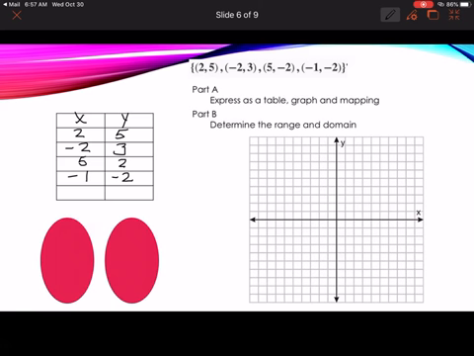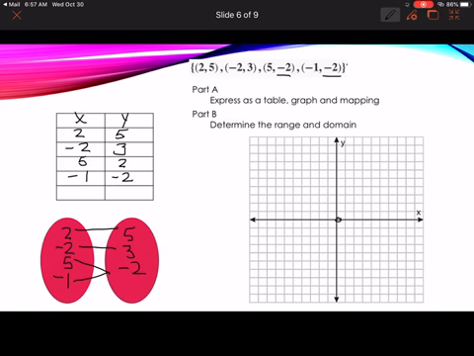So I have 2, -2, 5, and -1. On the y side, I have 5, 3, and -2. See, I have two -2s here, so I'm only going to put it once. I'm going to draw a line from both that go to -2. And then I'm going to graph these.